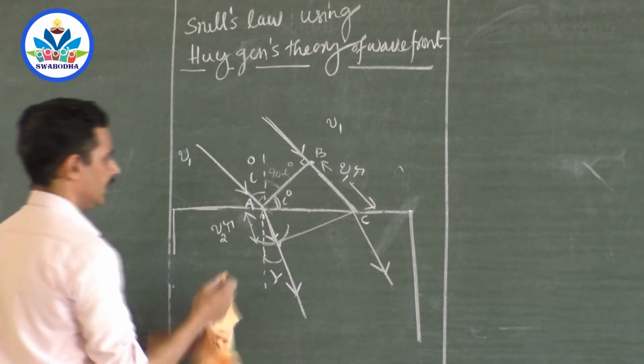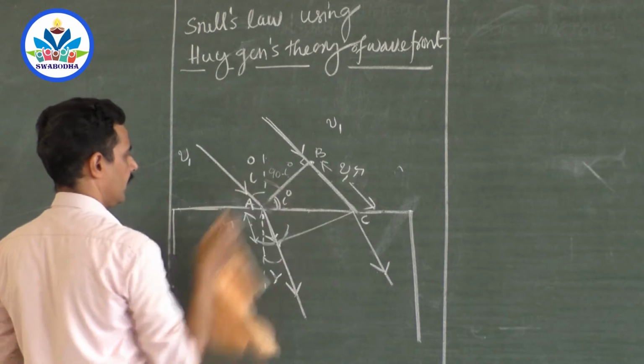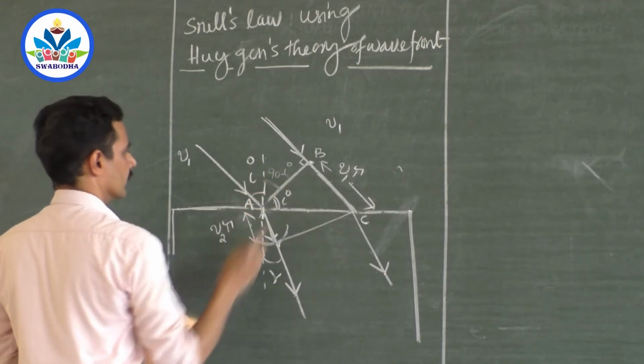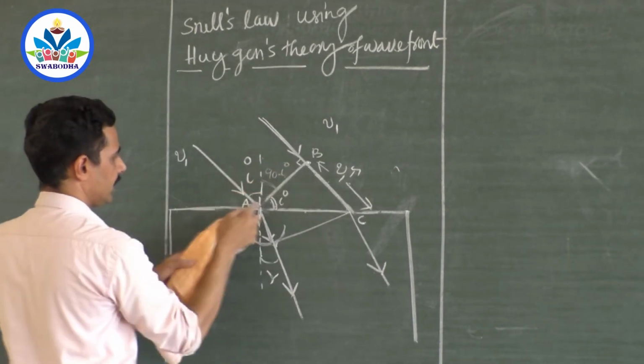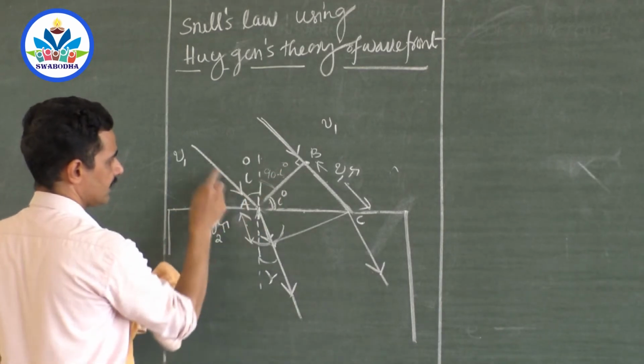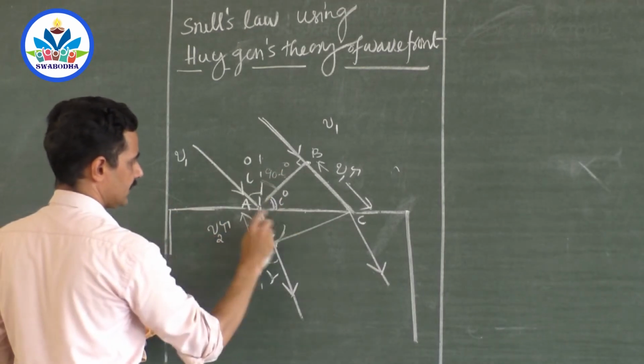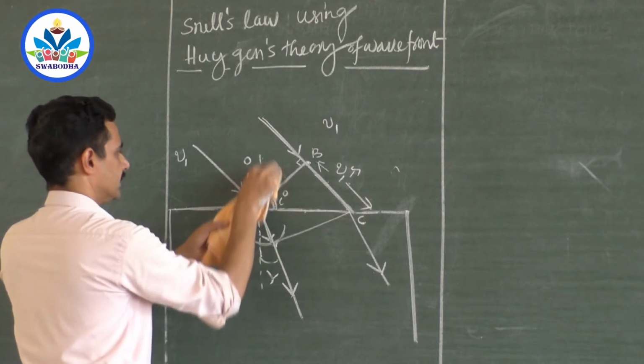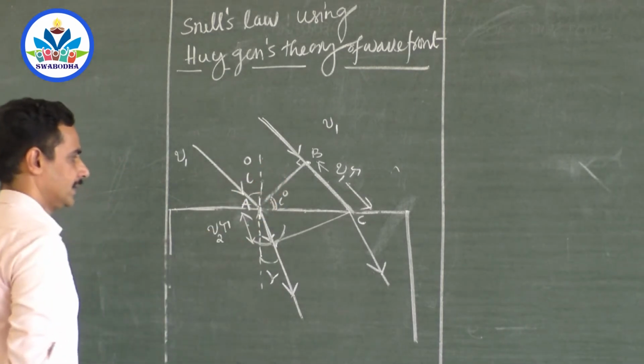So I will rub this. This is I, this is 90 minus I, because this is perpendicular like this. And if this is 90 minus I and this is perpendicular, this should be I. So I'll rub this also. I will avoid too many letters there.